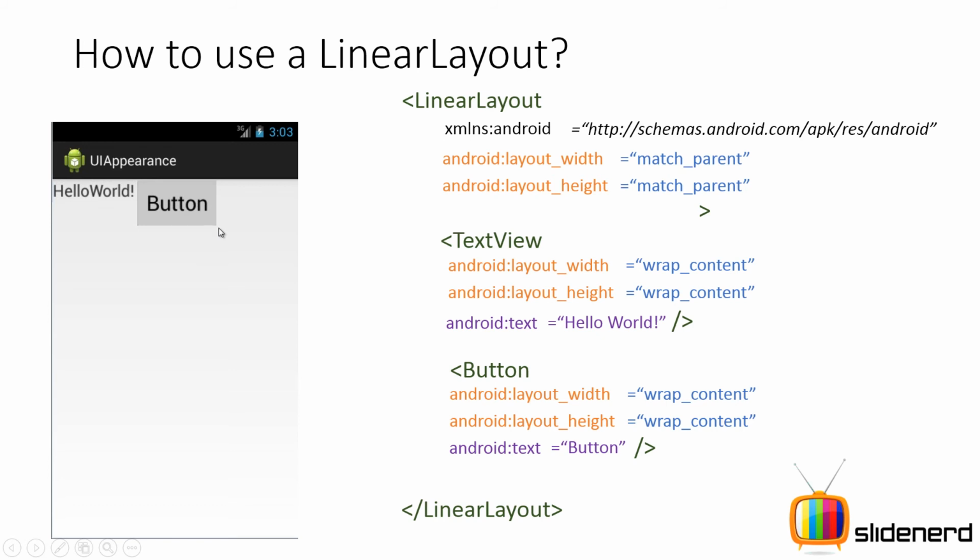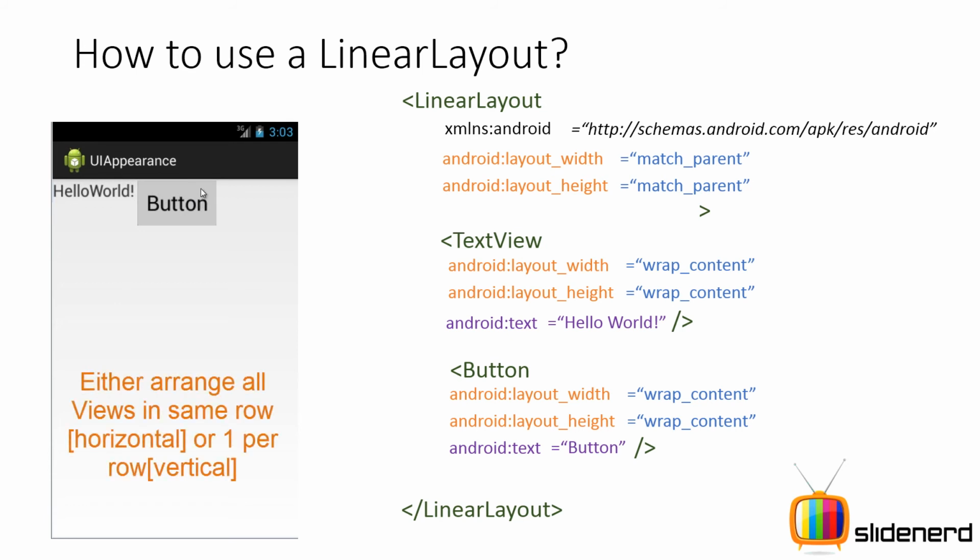And now if you guys notice something, there is something going on. The text view and the button are adjacent to each other, right? The button is on the right side. Now, how did this happen? That is what the linear layout basically does. The linear layout arranges stuff horizontally. If you add something else, it will go on the further right side, right?